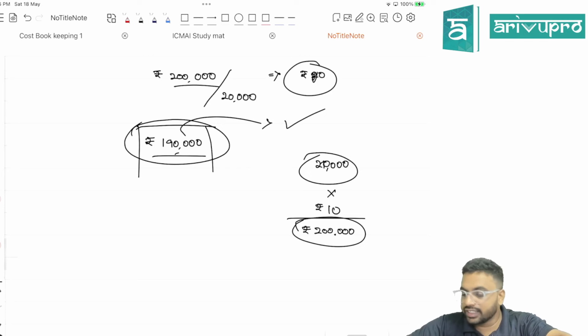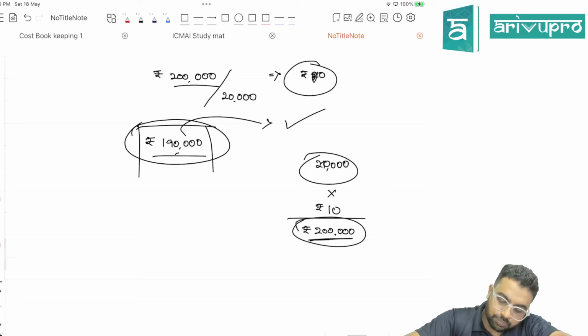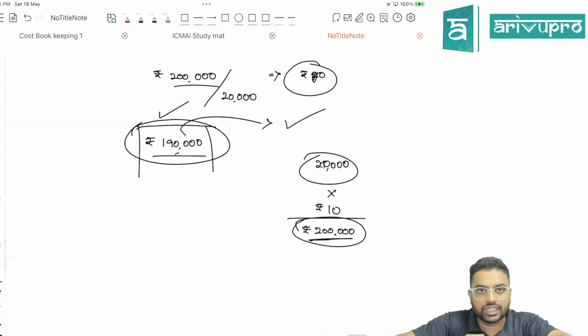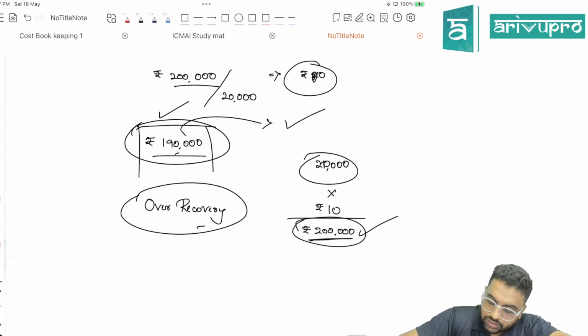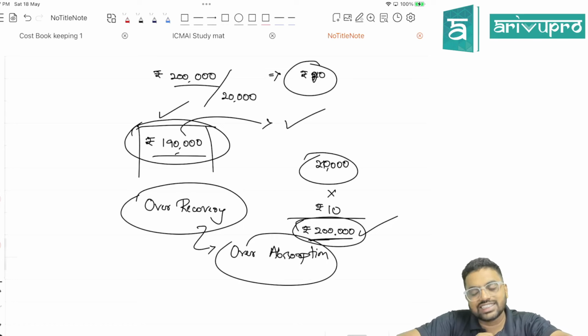So what is happening here, sir? Actual expenditure is 190,000, but I am recovering 2 lakh. I am showing my expense as 2 lakh. Which means over recovery or under recovery, sir? Over recovery. This is also known as over absorption.